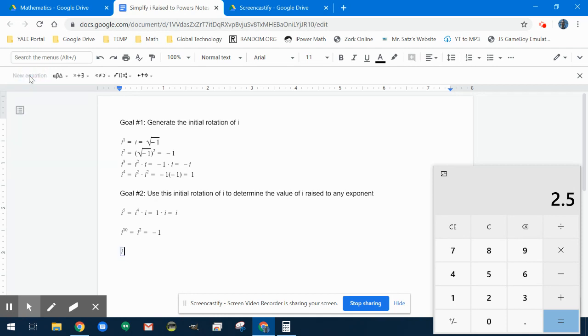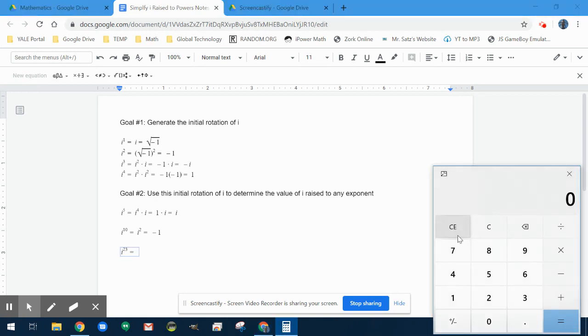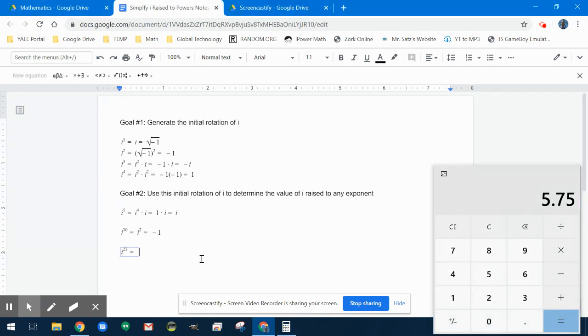The next example that we'll take a look at is i to the 23rd power. We're going to take that 23 and do exactly like we did before: 23 divided by 4. And if you're wondering if we always divide by 4, yes, we always divide by 4 because our rotation has 4 pieces to it and then it rotates around again. So when I divide that by 4, I get 5.75. Again, it goes around 5 full times. We don't care about that. We care about the 0.75, which is a remainder of 3, which means that this is the same as i to the 3rd power, which from our initial rotation is just negative i.